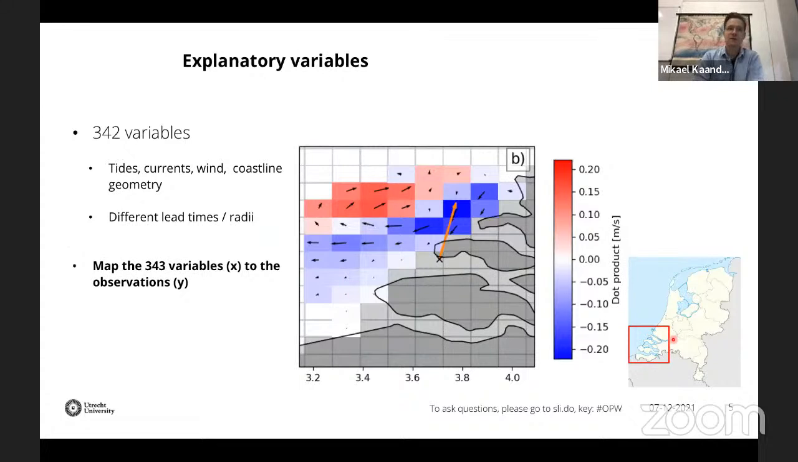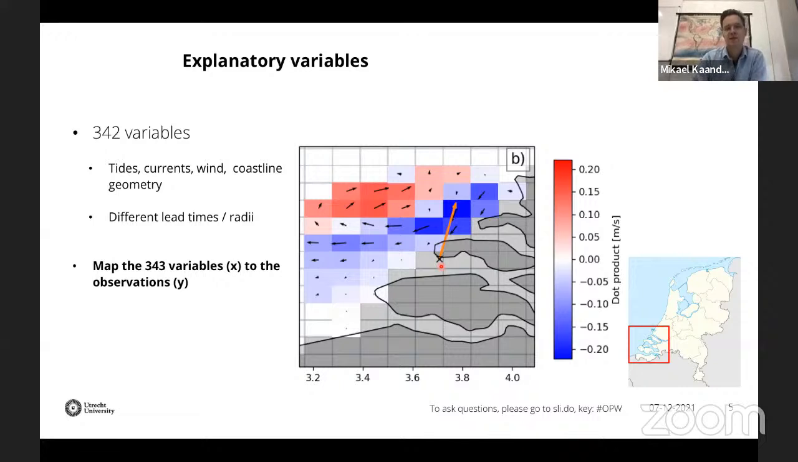So what we want to do is relate plastic concentrations to these kinds of environmental variables. In total, we created a really large set of about 340 variables based on, for example, the tides, the currents, the winds, and the coastline geometry. So let's, as an example, take this beach over here, indicated by this cross. At this location and at the date of the measurement, we can look at what the wind speed was, for example. But as you can imagine, the amount of litter that we find on the beach also depends on the previous days, so the days leading up to the measurement day. So that's also why we take into account different lead times for these different variables.